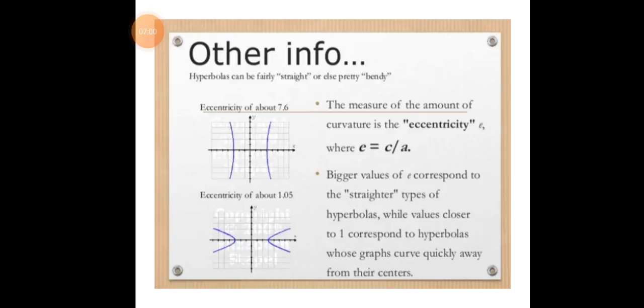Then other information: a hyperbola can be fairly straight or else pretty bendy. So this is the graph. The measure of the amount of curvature is the eccentricity, where e equals c over a. Bigger values of e correspond to the straighter types of hyperbolas, while values closer to 1 correspond to hyperbolas whose graph curves quickly away from their center.